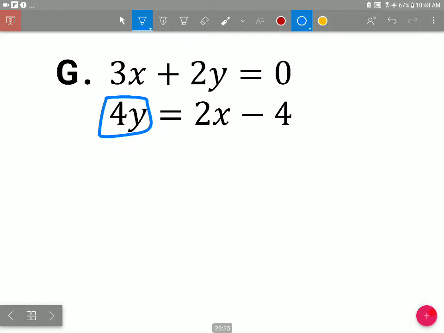But okay, let's ask this. How do I get that y alone? Divide by 4. So I'd have to divide this by 4. I'd have to divide that by 4. I'd have to divide that by 4. Can I divide 2 by 4 evenly? No, I get 1/2, right?